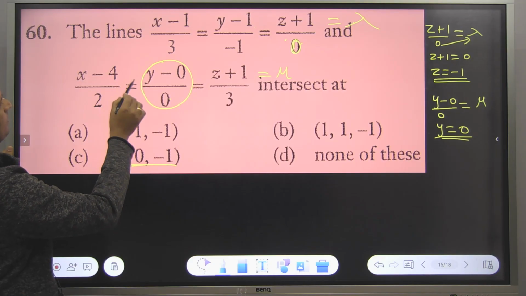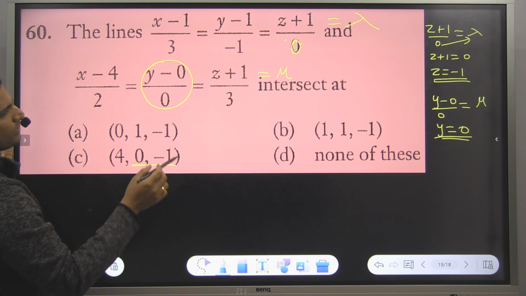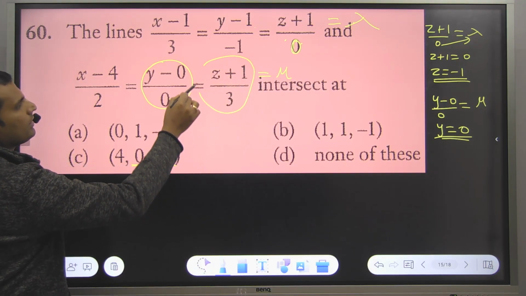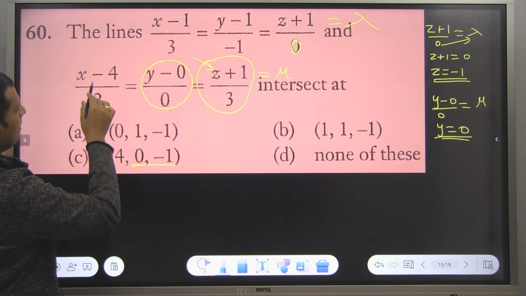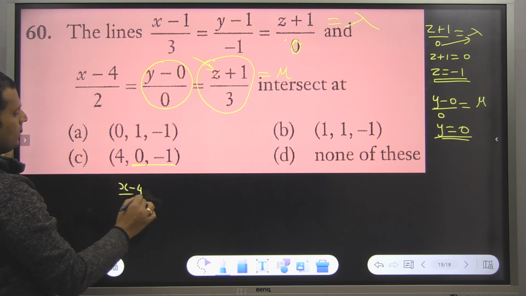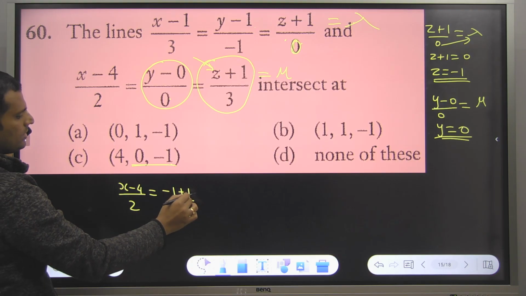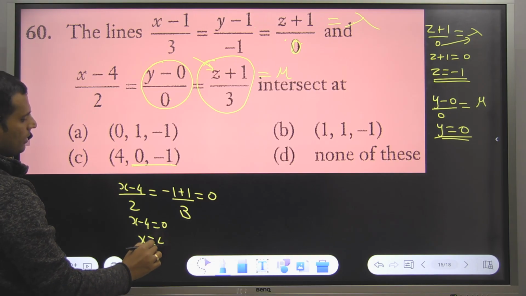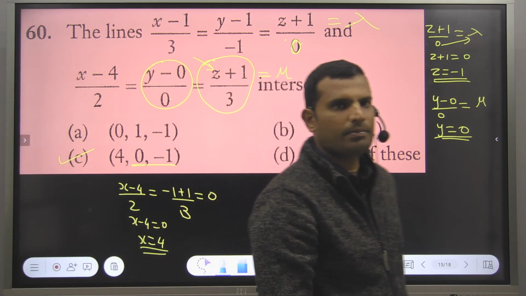Now you know that y is 0, right? And z is -1, correct? So put z is equal to -1 here. Putting -1, what will you get? x minus 4 divided by 2 is equal to -1 plus 1 by 3. This will be 0. So x minus 4 must be 0. That means x must be what? 4. So we can answer this. Correct. Okay? Is it clear, students?